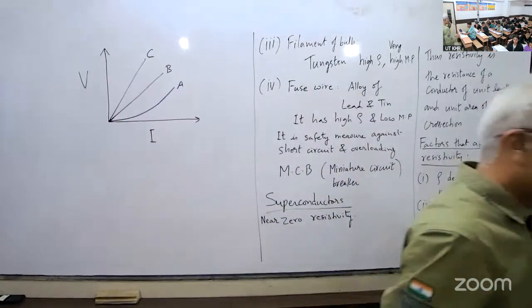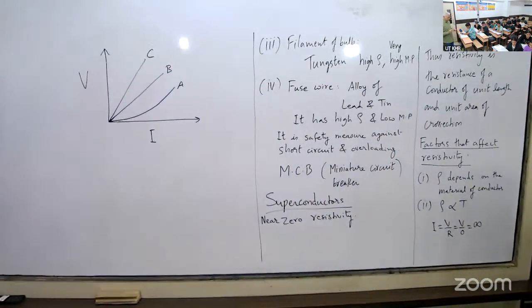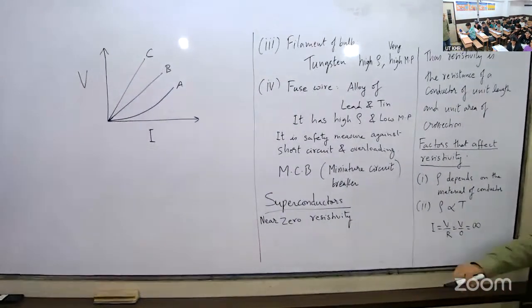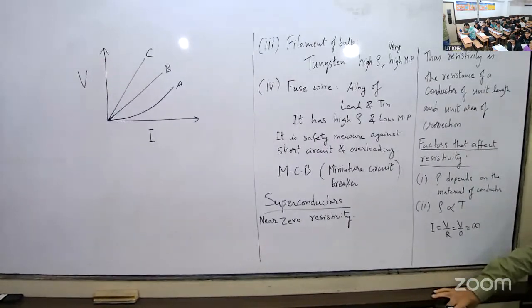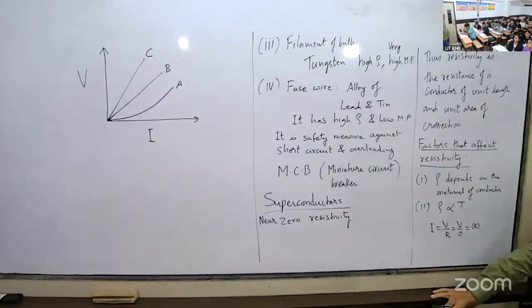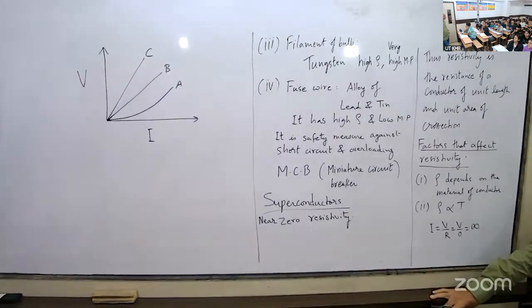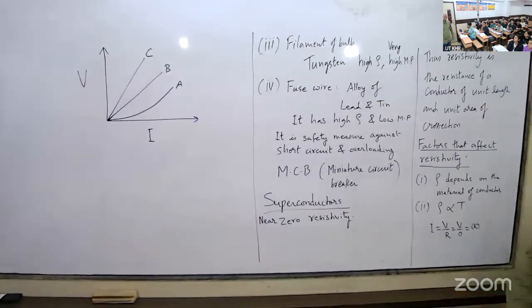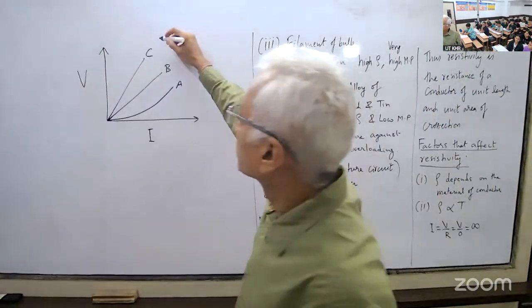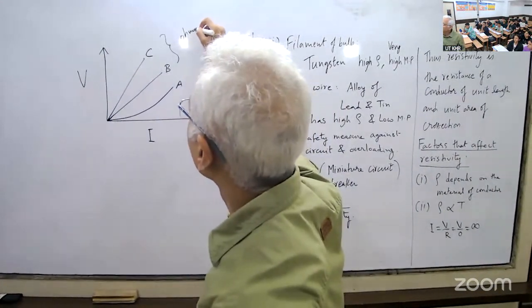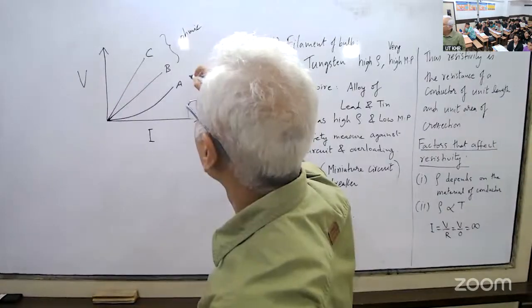This is a VI graph for three conductors. ABC are three conductors. First of all, identify which is ohmic and which is non-ohmic. B and C are ohmic, and this is non-ohmic.